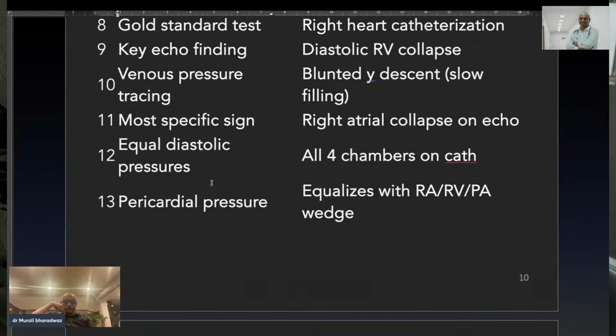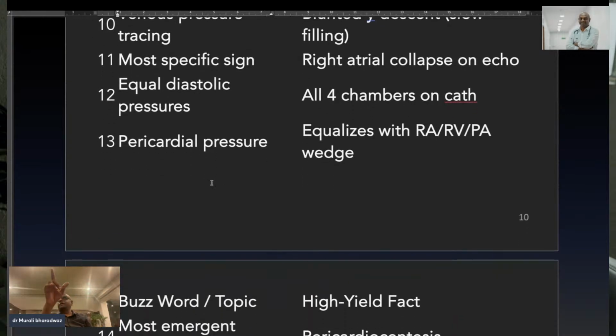And another important feature: when you do catheterization of the heart, because of all the fluid around, there are equal diastolic pressures in all the 4 chambers of the heart. That is the characteristic feature. So the right atrial pressure, the right ventricular pressure, pulmonary artery pressure, and pulmonary capillary wedge pressure, which is an indicator of the left side, will all be equal, which is known through right heart catheterization.